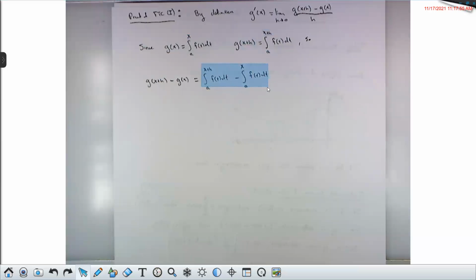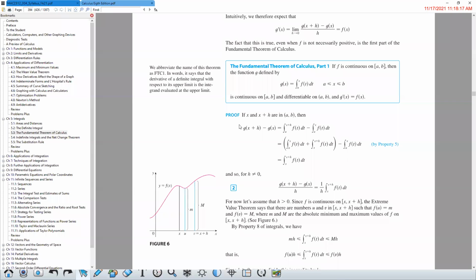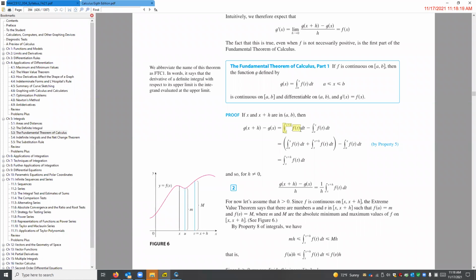And then to start working with this, I can split this up using that property of definite integrals. Remember, the integral from a to b can be written as the integral from a to c plus the integral from c to b. And I'm going to split it up at x. So you see here, this is what they're doing. They take the integral to x plus h, and they're going to subtract this guy off, which is the same thing as saying you're going to split this up.